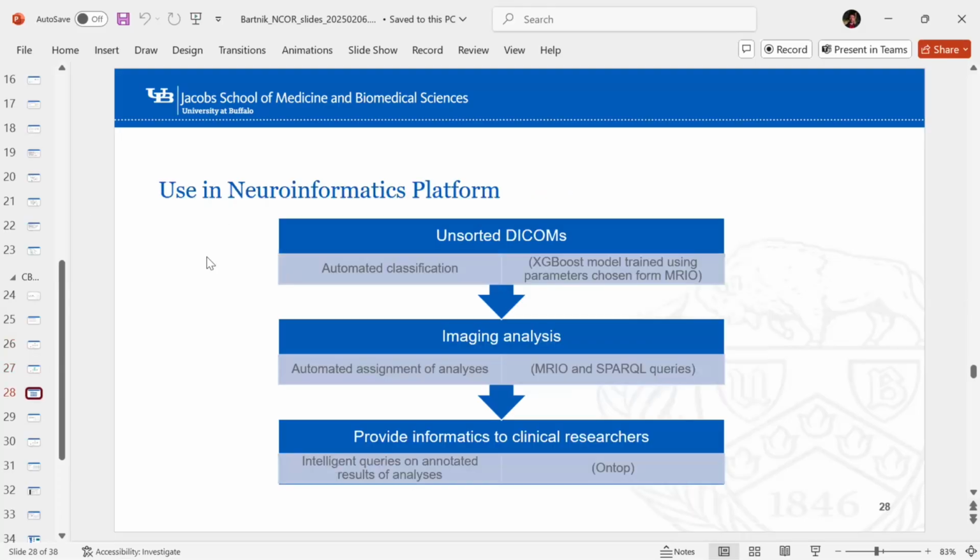So the way that the pipeline or the platform worked is you send in your unsorted DICOMs. You classify them according to the acquisition parameters. You assign the analysis to them, and then you annotate the results of those analyses and expose it in a way that people are able to easily query.